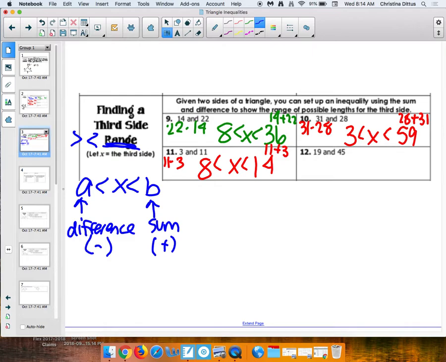What number am I going to get for my low number? 12. 26. What about my high number? 64. So if you need a third side, subtract and add. Okay? And that's it.